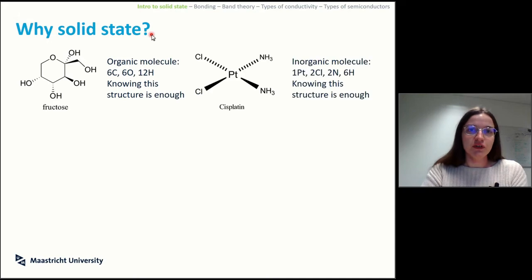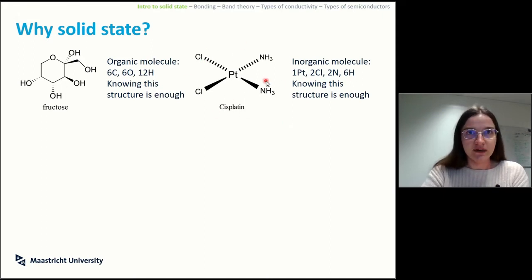Same thing if you go into the small molecule inorganic molecules, which are often complexes with a metal inside. Here you have 1 platinum, 2 chlorides, 2 nitrogen, and 6 hydrogen. This thing is known as cisplatin. It's a notorious anti-cancer drug. Again, you might make a solid out of this if you manage to make it crystallize, but at the end of the day, the thing that you're concerned with is this structure over here.